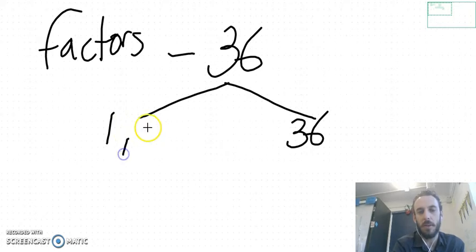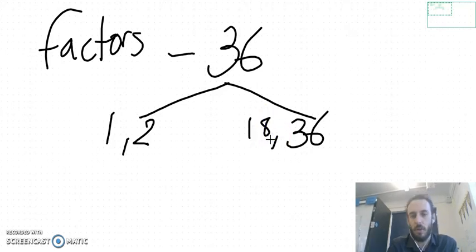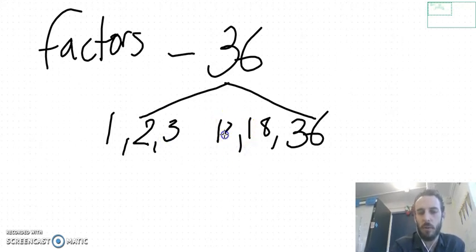So my next one would be 2. Can I multiply 2 by anything to get 36? And in this instance, yes, the answer is 18. 2 times 18 is 36. Then I think, well, what about 3? 3 times what will give me 36? And in this instance, it would be 12.